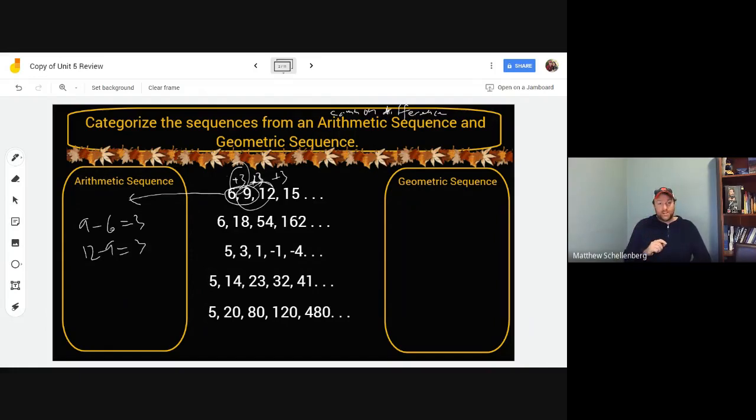What about number 2? What do you think about this one? 6, 18, 54. Is there a common difference? No. These are being multiplied by 3 each time. Times 3, times 3, times 3. These are some ugly 3s, but they are 3. So these are times 3. And so this would be a geometric sequence because geometric sequences have common ratios. And we call the common ratio R and the common difference D.